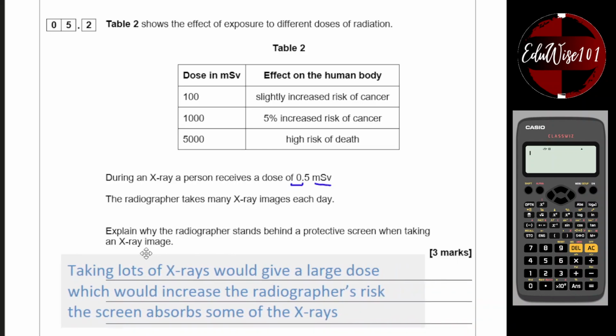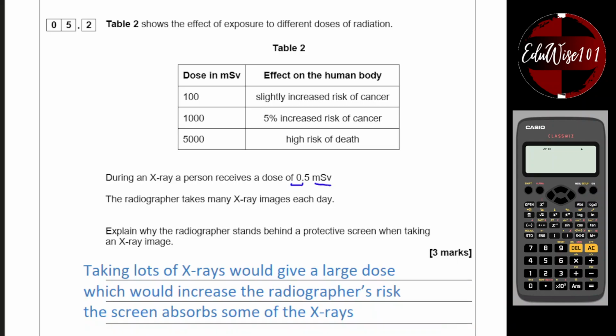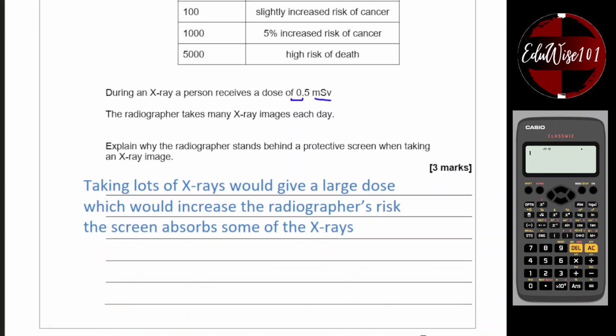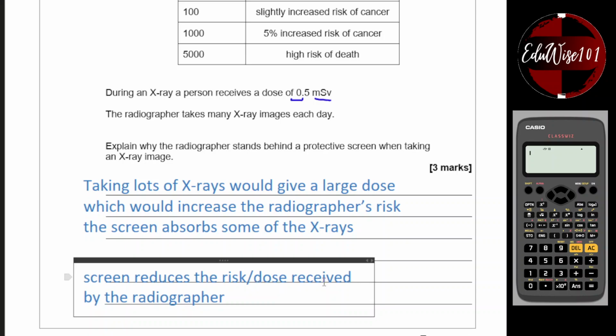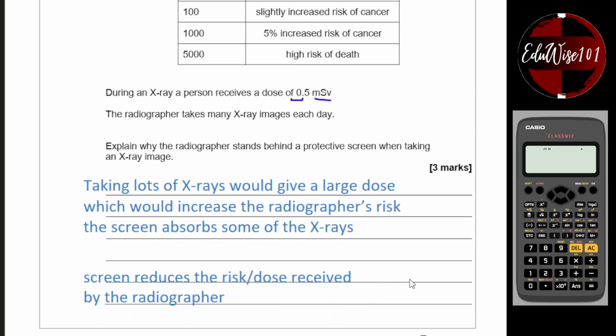So taking lots of X-rays would give a large dose when it adds up little by little, right? Which would increase the radiographer's risk of getting cancer, right? Standing behind the screen absorbs some of the X-rays, right? So in effect, the screen reduces the risk and the dosage received by the radiographer.